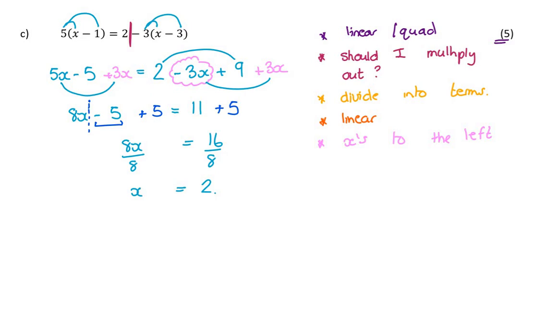Cool. Now those first 3 examples are pretty much your basic linear equations. This would be considered a fairly complex one because you're dividing into terms and you're multiplying out and then you're doing linear.